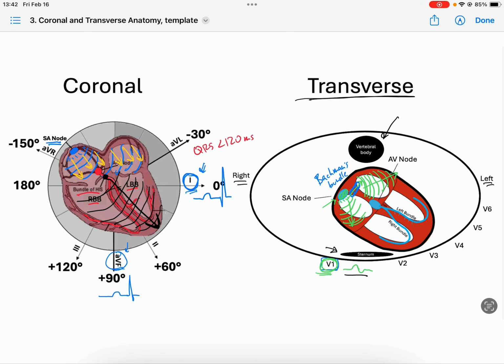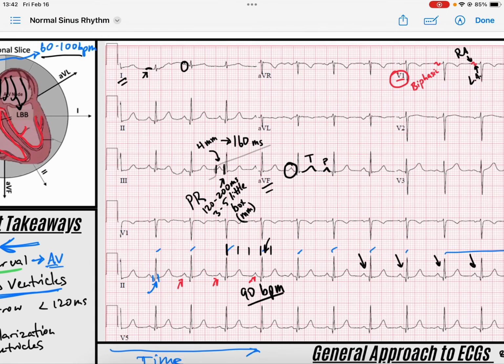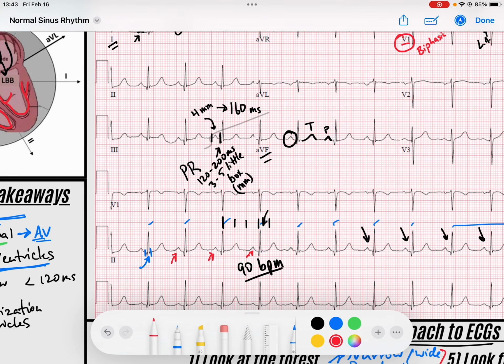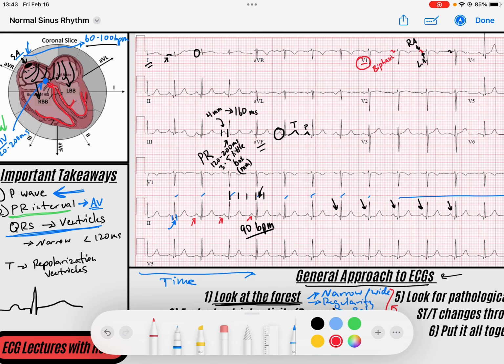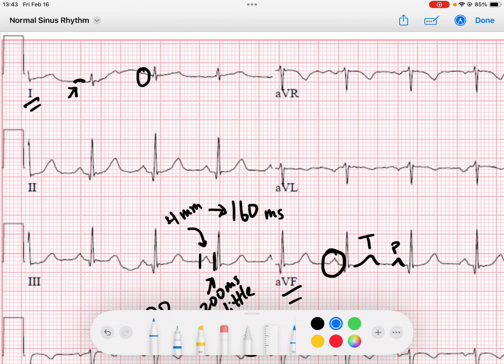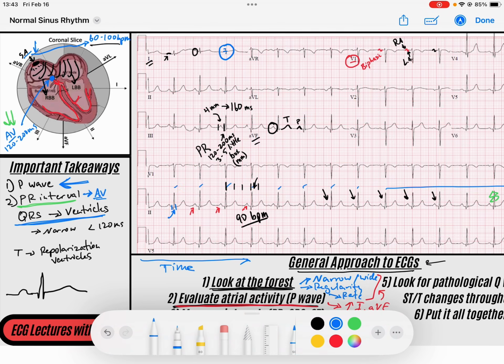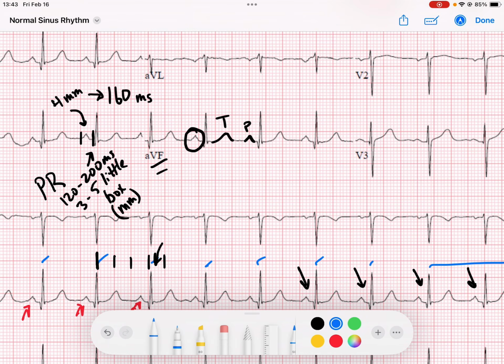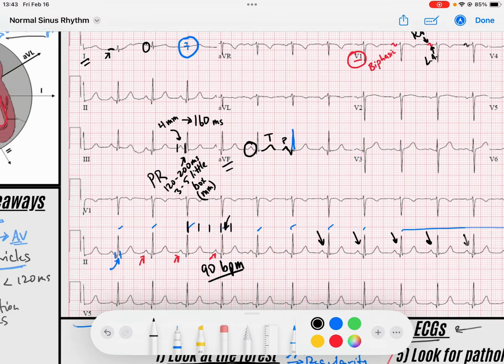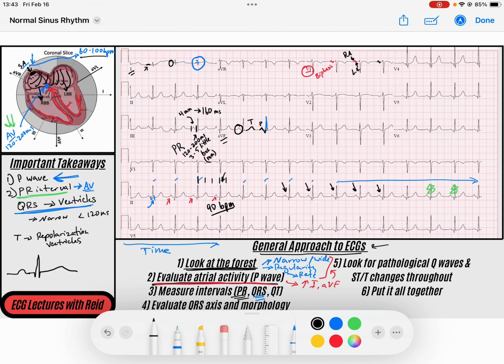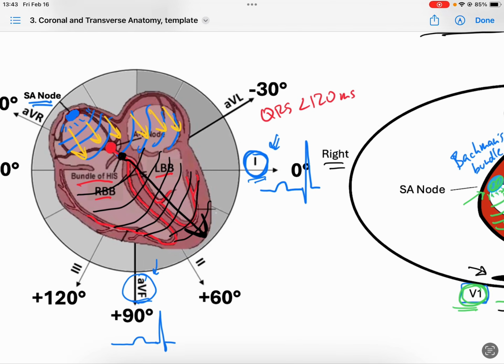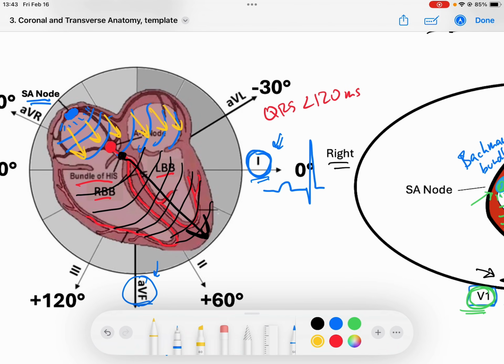And so if we look here at this ECG, we can see that we've got QRS complexes in lead 1 that are more positive than negative, right? More positive than it is negative. And in lead AVF, you see the same thing. Much more positive than it is negative. And so, because of that, we can say that our vector of depolarization of the ventricles is down and to the left, just like we drew out here.